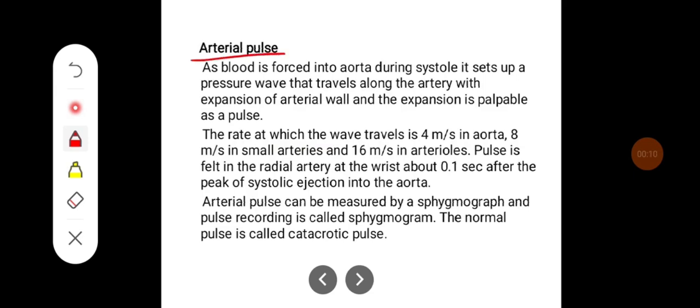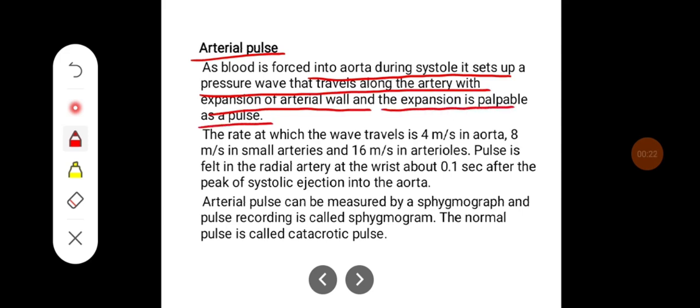Arterial pulse. As blood is forced into the aorta during systole, it sets up a pressure wave that travels along the artery with expansion of the arterial wall, and this expansion is palpable as a pulse. The rate at which the wave travels is 4 meters per second in the aorta, 8 meters per second in small arteries, and 16 meters per second in arterioles.